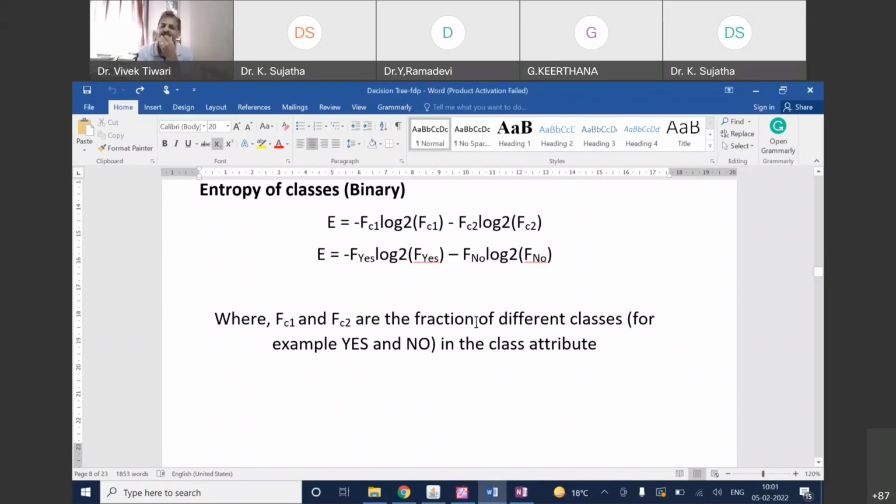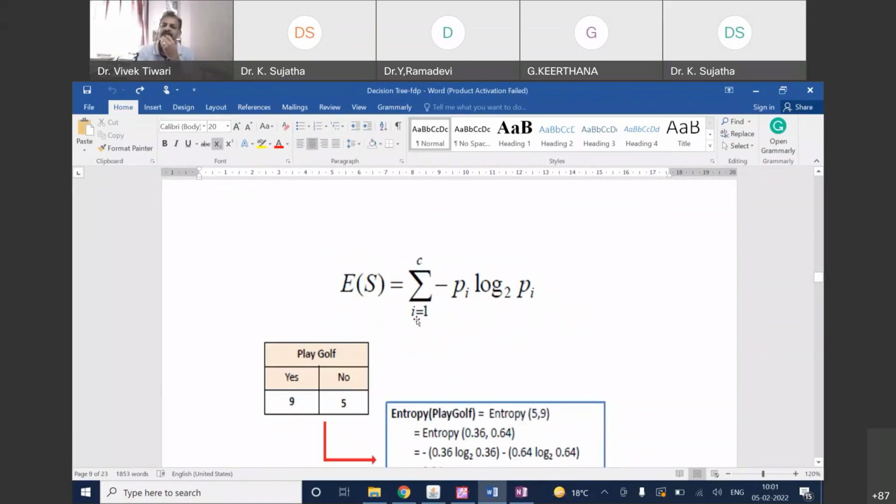Similarly, the interpretation is written over there. In the general formula, i is the index and you need to iterate over the total number of classes; C is the total number of classes. If you have two classes, you will have two terms. If you have three classes, you will have three terms. You calculate the proportion of each and every class, then log base 2, expand the formula and calculate the number. Whatever value you get, we call it the entropy of that class.